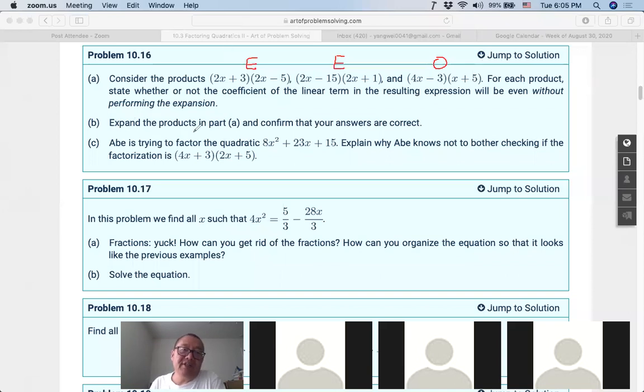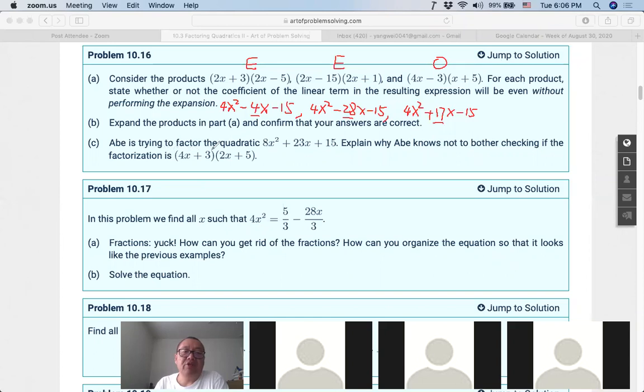Now, they ask you to expand the products in part A and confirm that your answer is correct. Okay, this is very easy. Let's do it. The first one will be 4x squared. Then the middle term will be, say, 6x, minus 10x, so minus 4x, minus 15. So this one's an even number, right? The second one, you got 4x squared, minus 30x, then plus 2x, so minus 28x, then minus 15. So this one is an even number. Now this one, 4x squared minus 3x plus 20x, so plus 17x, minus 15. Say this one's odd, right? Okay, B, we already finished that.